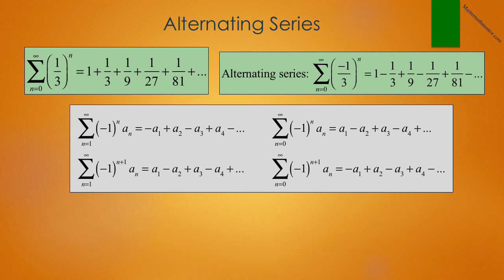However, if we look at summation n equals 1 to infinity of negative 1 to the n plus 1 power of a sub n, then we have a sub 1 minus a sub 2 plus a sub 3 minus a sub 4 plus ... So with negative 1 to the n, the odd terms are negative. With negative 1 to the n plus 1, the even terms are negative.